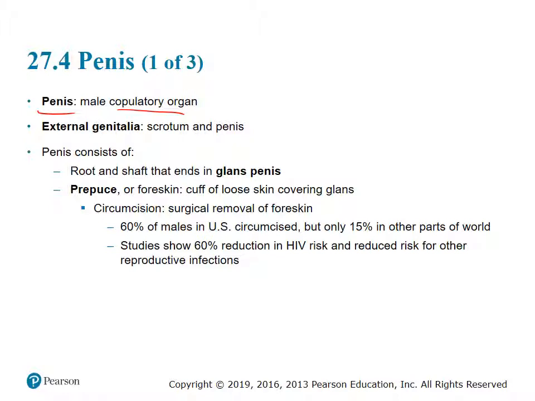The external genitalia includes not only the penis but the scrotum. Externally, the penis is composed of what we call the root of the penis and the shaft of the penis, and then also the end of the penis we call the glans penis, right? We would also know this commonly as the head of the penis, right?